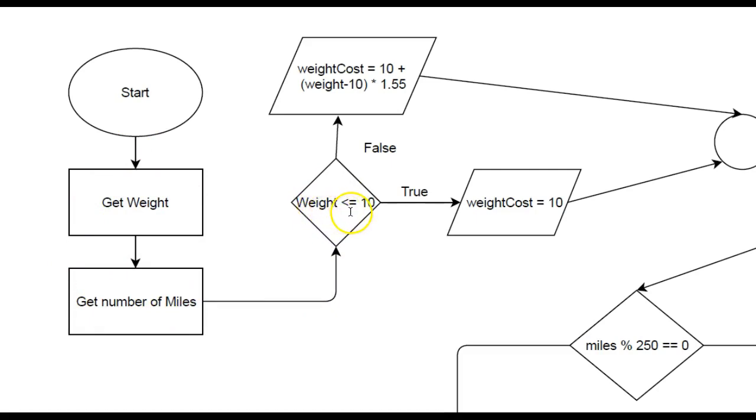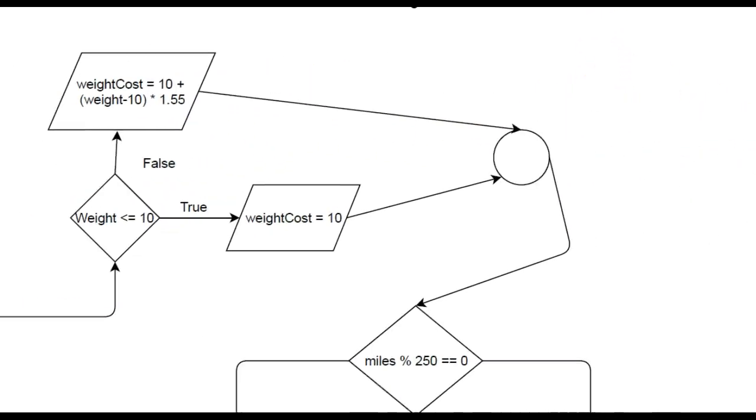If the weight is less than or equal to 10, if that's true, then the cost based on weight is exactly $10 because that's our minimum. If that's not true, then the weight is above 10. Don't know how much, but the cost based on weight is $10 for that first part, and then whatever it is, minus 10 times $1.55 for each part thereof. Either way, I connect back up over here. You don't need this connecting circle, but I just thought it was nice to show you. So I connect back up.